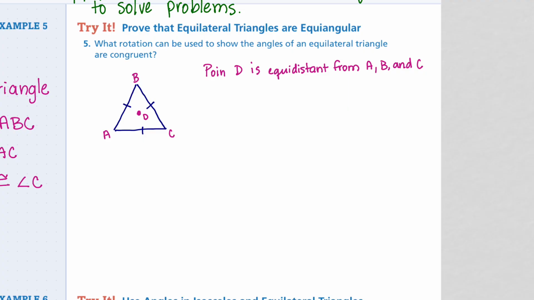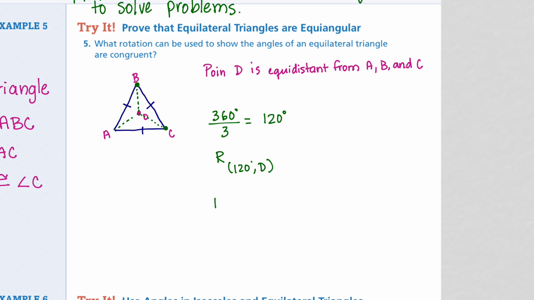Find the degrees of rotation. I know that a full rotation is 360 degrees. To get angle C onto angle B, I would have to rotate it a third of 360. So 360 divided by 3 is 120 degrees. That means a rotation of 120 degrees centered on point D would make this triangle overlap or map onto itself, and therefore we know that angle C is congruent to angle B.